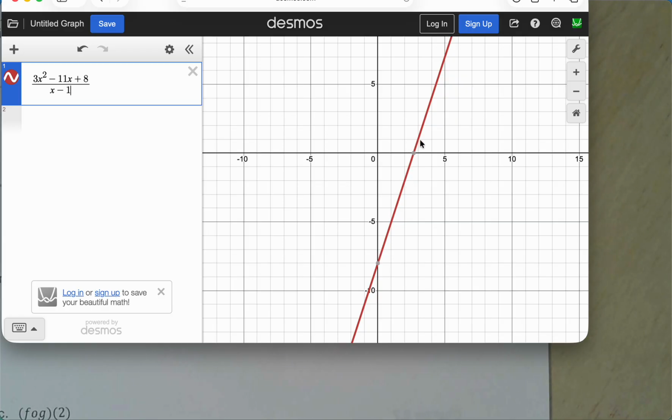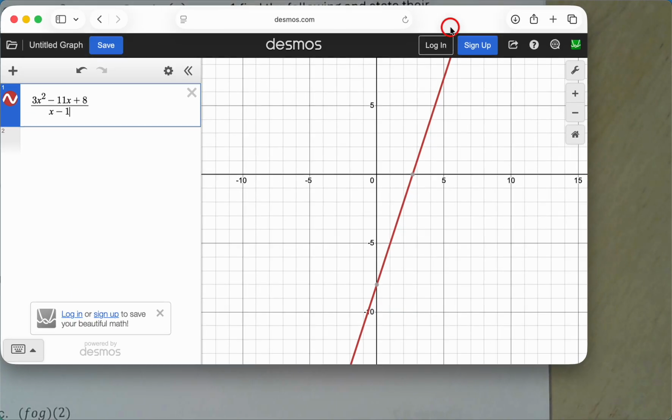Up 3, right 1. There it meets. So its x-intercept is an ugly fraction because of that up 3, right 1. Didn't meet perfectly on the grid, but that's okay because we can always just use a point and a slope.